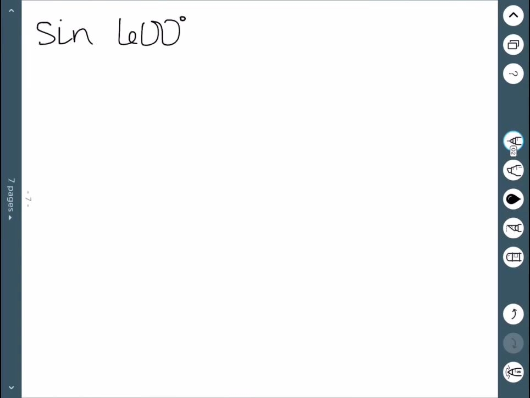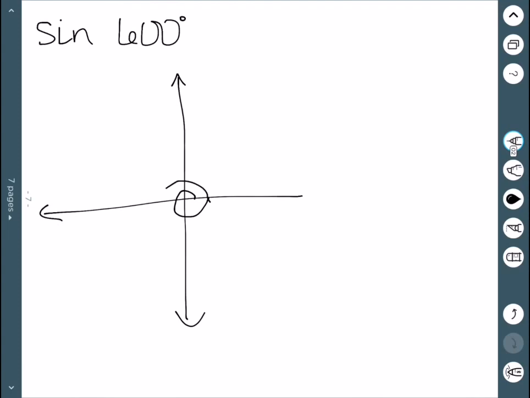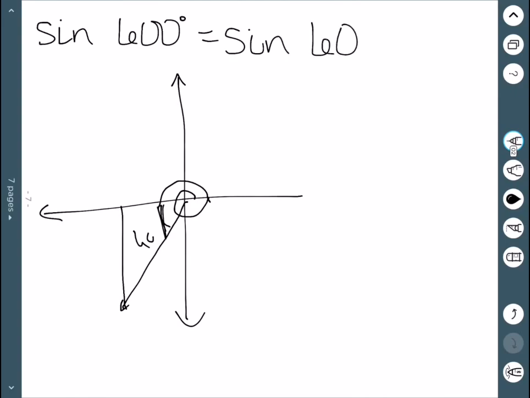Next, we'll look at sine of 600 degrees. We know we can go around once to get 360. If we go around an additional 180, that puts us at 540, and then I need 60 more. So here's my triangle, and this angle here would be 60 degrees. Therefore, this is the same thing as sine of 60 degrees, which we know is root 3 over 2.